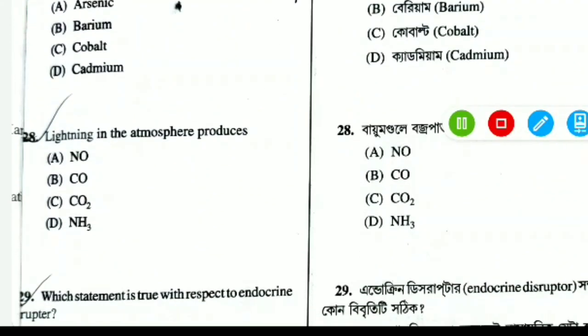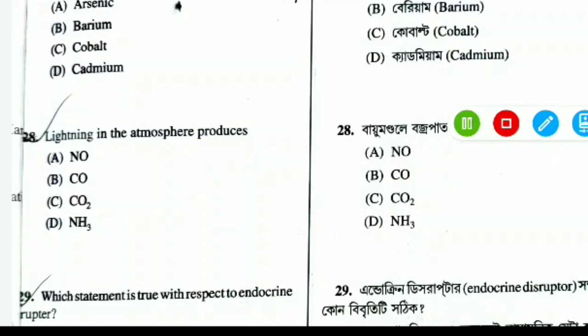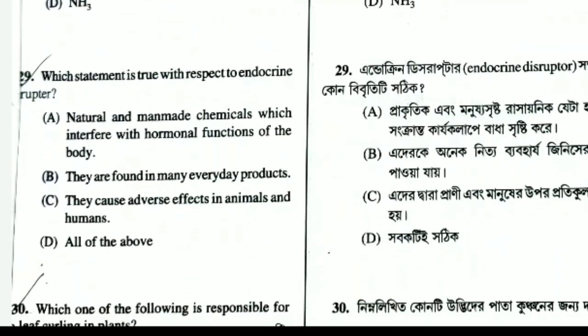Next, question 28. Lightning in the atmosphere produces what? This is telling about nitrogen fixation. Nitrogen fixation through lightning is a very rare process, but it happens. But you should know the nitrogen cycle. It is a very frequently asked question, anything can come from that. We have discussed it very deeply in a particular video. You can check the link given in the I button, nitrogen cycle. Those who have seen it would have marked the correct option, option number 1, A: NO, which is produced when lightning takes place in the atmosphere. Let's move to the next question, question number 29.